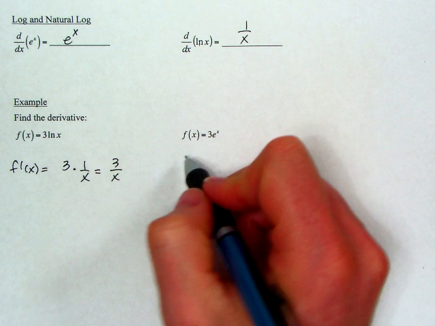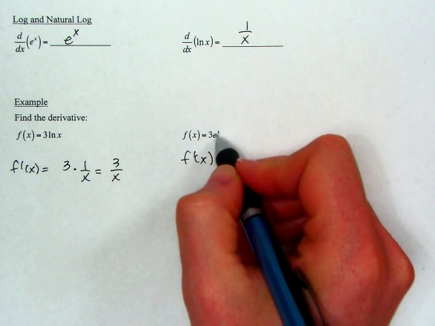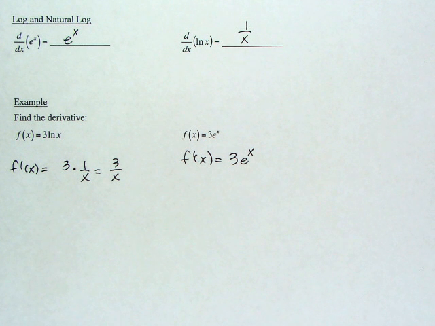These two, I've got a 3, it's just coming along. And then the derivative of e to the x is just e to the x. That one's not very exciting.